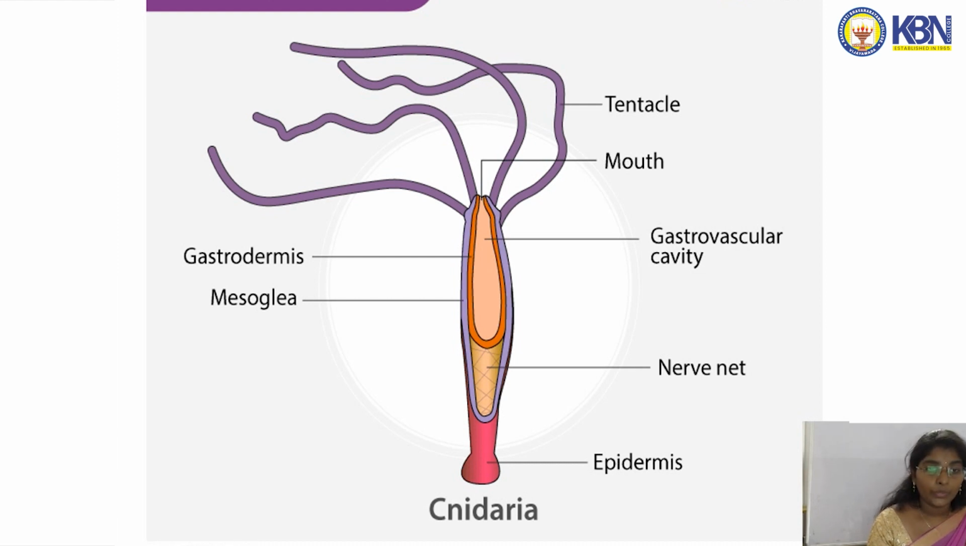Between the gastrovascular cavity and the epidermis, we can observe the nerve net, whose structure is like a net. At the top of the Cnidaria, we can observe the mouth region. Through this mouth it can take food into the gastrovascular cavity, and these finger-like projections are called tentacles.